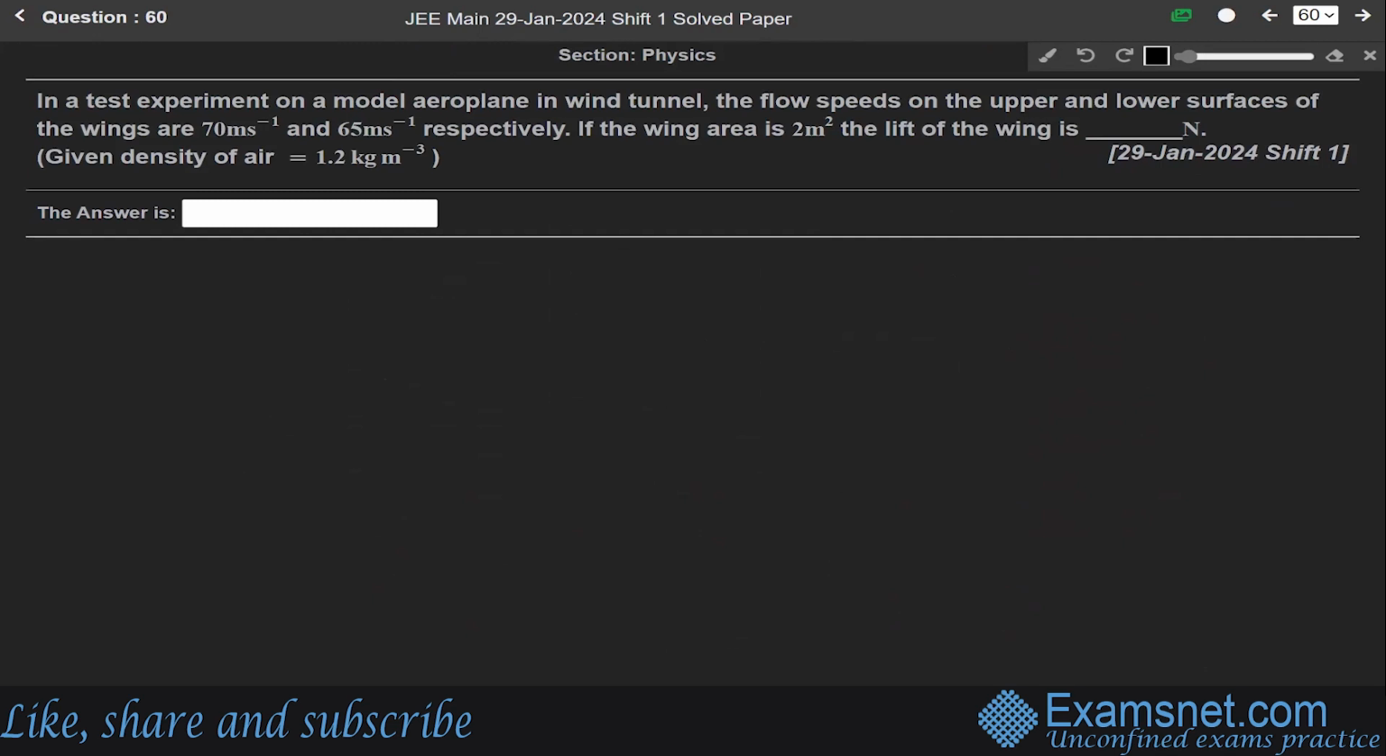In a test experiment on a model aeroplane in a wind tunnel, the flow speeds on the upper and lower surfaces of the wings are 70 meter per second and 65 meter per second respectively. If the wing area is 2 meters square, the lift of the wing is. So this question is based on Bernoulli's principle, and it is from the chapter of properties of solids and liquid.